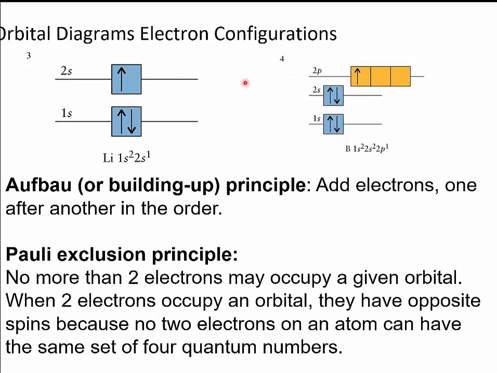So our Aufbau principle says that you're going to add electrons one after another in the order that we just saw in the diagonal rule. In other words, from lowest to highest energy. Our Pauli exclusion principle says no more than 2 electrons in an orbital, right? So each of these little houses can only have 2 electrons. When 2 electrons occupy an orbital, one is spin up and one is spin down. Right? And just by convention, we put the spin up ones in first, right?